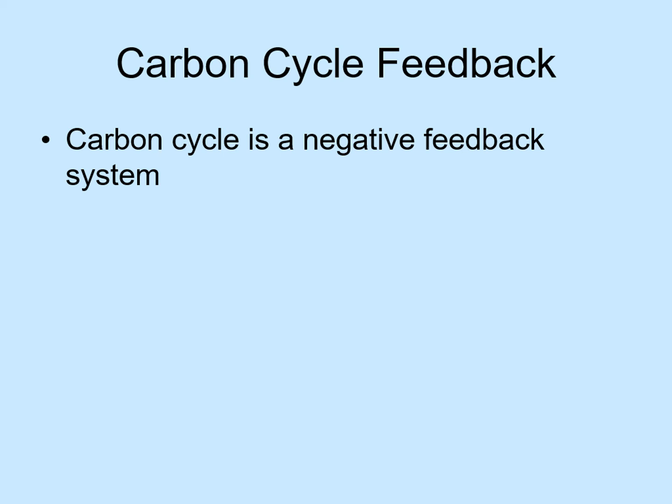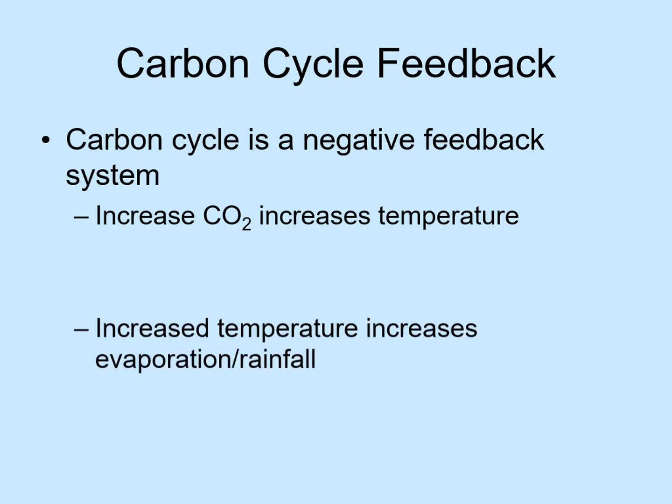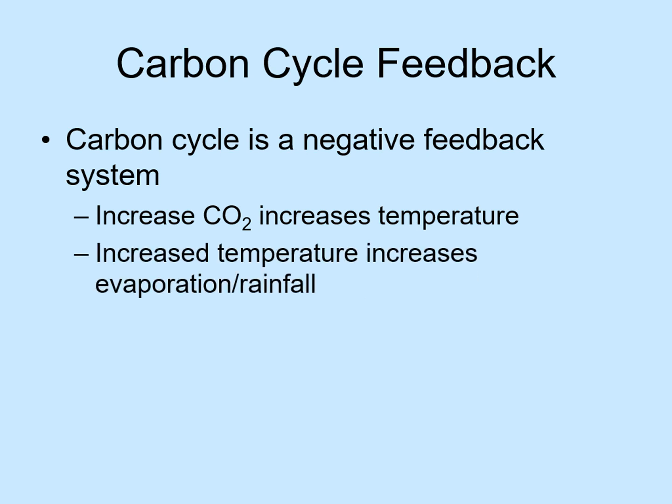To understand why, let's have a look at what happens if there was a little extra carbon dioxide in the atmosphere. Since carbon dioxide is a greenhouse gas, putting more of it in the atmosphere increases the temperature of the Earth. However, as we saw earlier, increasing the temperature also increases the amount of evaporation of water. The extra water vapor in the atmosphere causes increased rainfall, and this starts to wash the extra carbon dioxide out of the atmosphere.